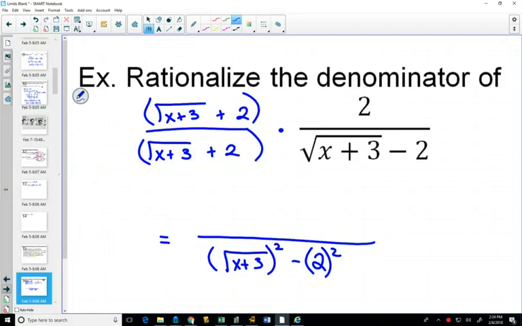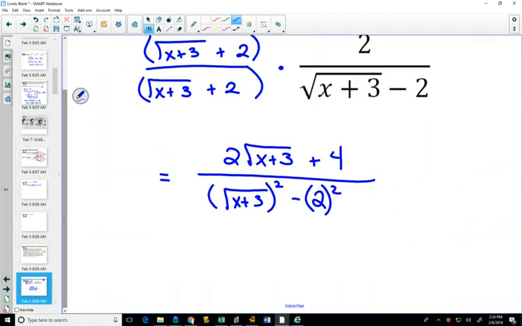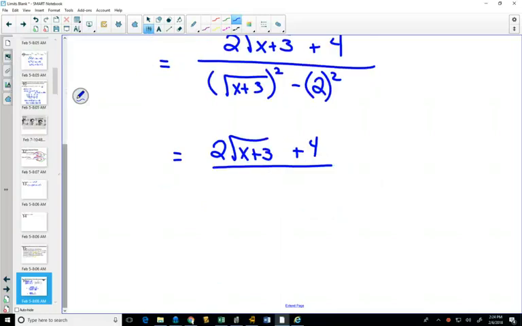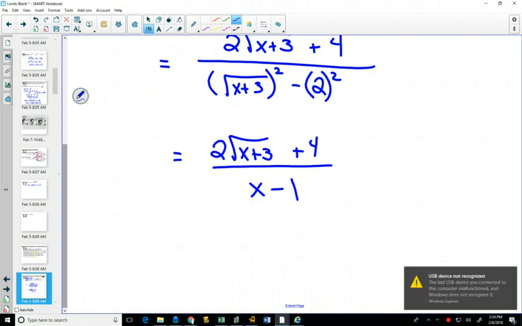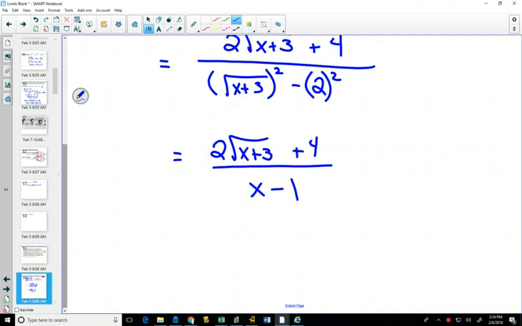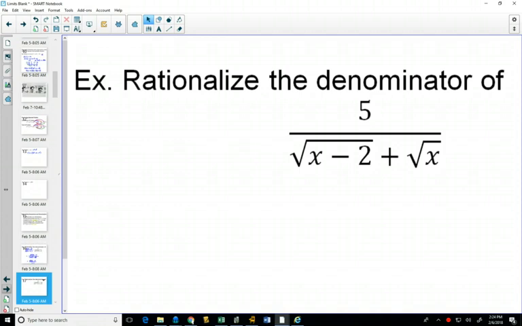On the top, if I distribute that 2, I'll get 2 root x plus 3 plus 4. Now, if I actually simplify the bottom, this is going to be x plus 3 minus 4, which just simplifies to x minus 1. So again, there is a couple there for you to try.